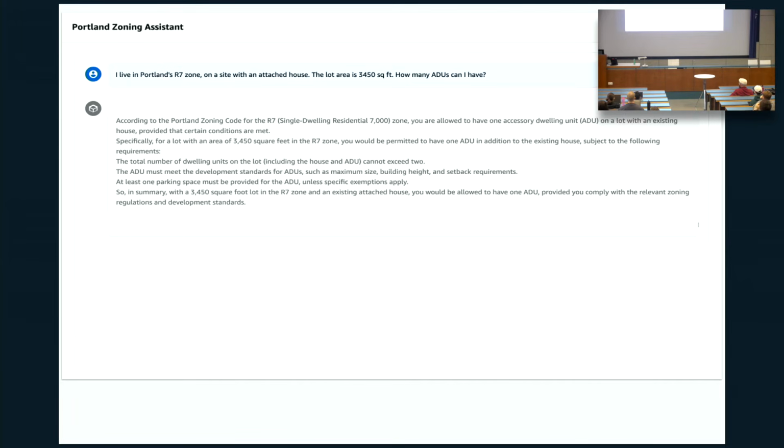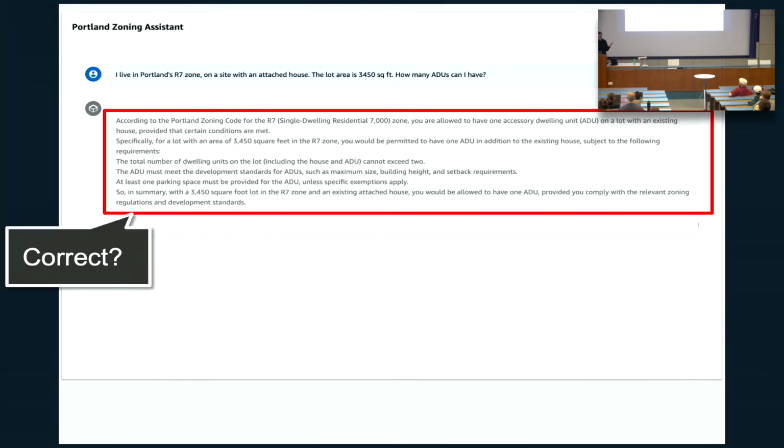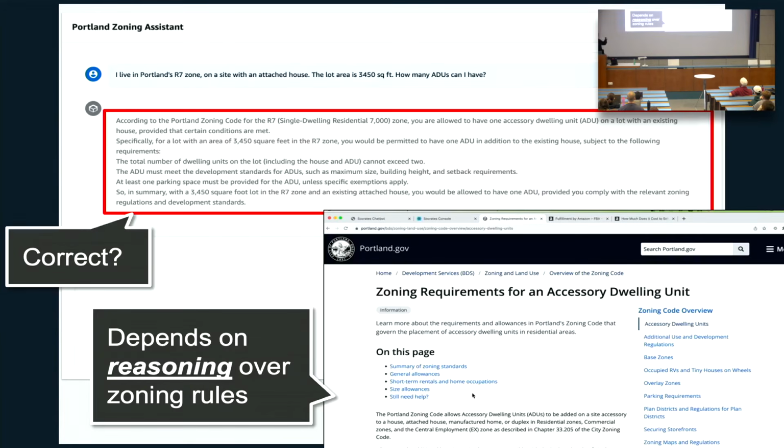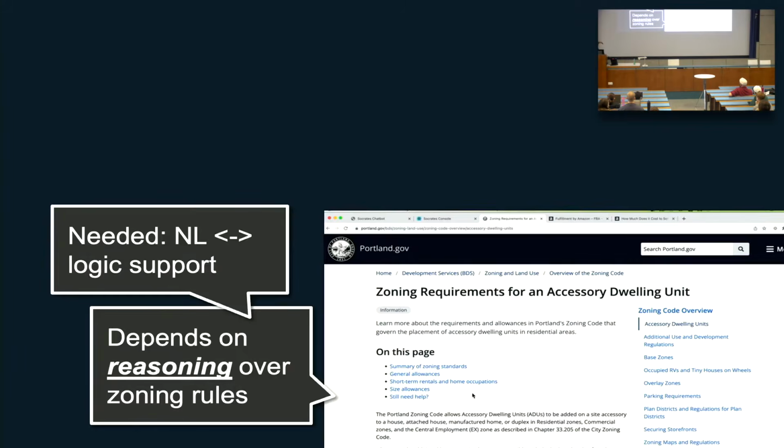A lot of customers were like, wow, Gen AI is super cool. We're building these demos. They look really great, but we totally can't use them right now. Right? So what do we do? And so we were like, oh, actually, they're asking for formal verification, right? How amazing. So the answer depends on reasoning over the zoning rules from the city of Portland.